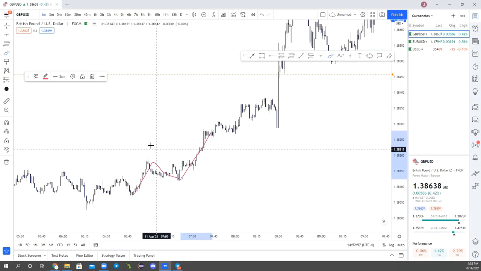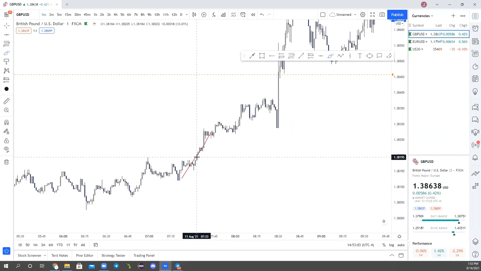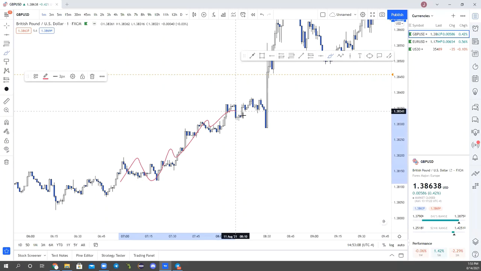If you're trading the 1 minute, this is structure. So then your order flow would be like 10 second candles. But all of this is order flow on the 5 minute or the 10 minute. Does that make sense?